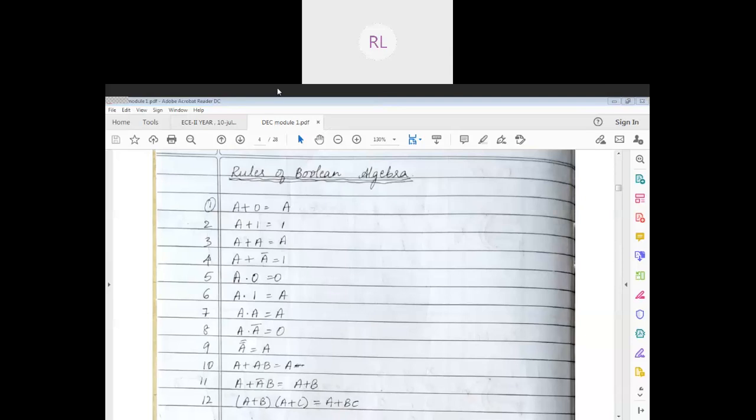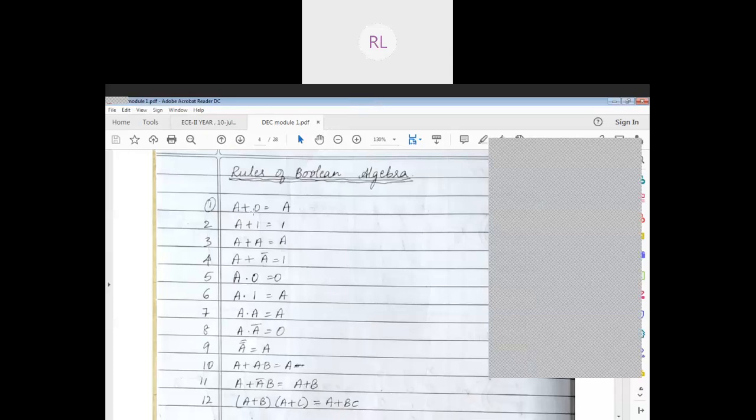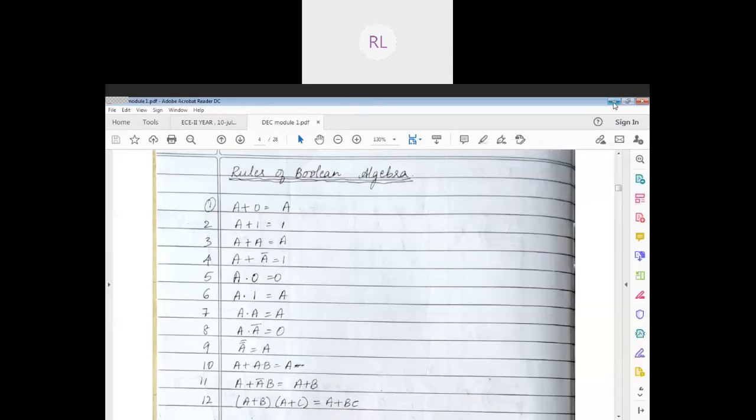So these are some of the basic rules of Boolean algebra. We will be using this very frequently, and this is going to be very important for our discussion. A plus 0 is a, because nothing is getting added to a. The value of a is not getting changed, so it gives me the same value if I'm adding it with 0.